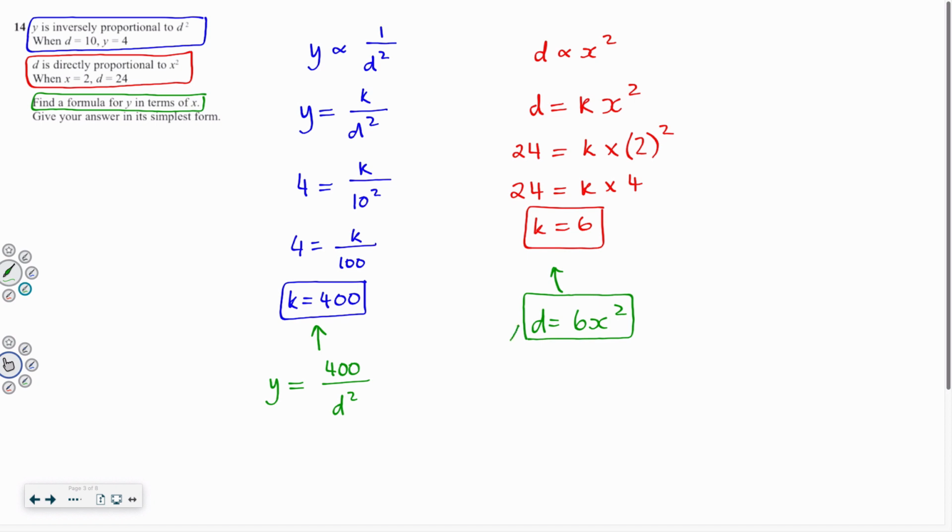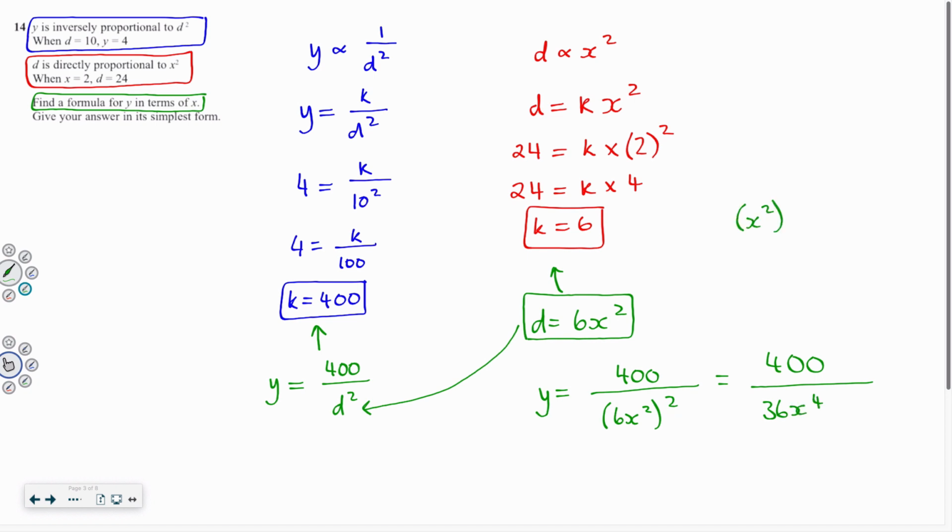So I'm going to substitute the d value into this y equation, and then we will have y in terms of x. So we're going to still have y equals 400, and then we're going to be dividing by d squared. Now d is 6x squared, so 6x squared is the replacement for d, and we're still going to be squaring that. When we do that, we still have our 400 on the top, and then we're going to be divided by 6 squared, which is 36, and x squared squared is x to the 4, because if we have a look, if there was no 6 there, that would be x squared squared. Remember, when we've got power to a power, we multiply the power to give us x to the 4.